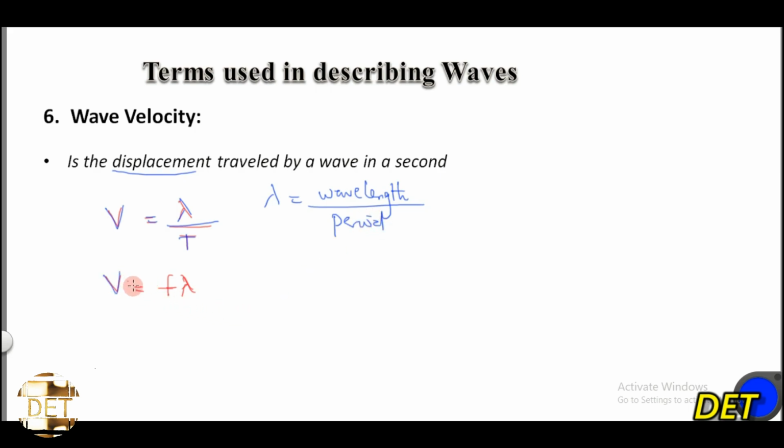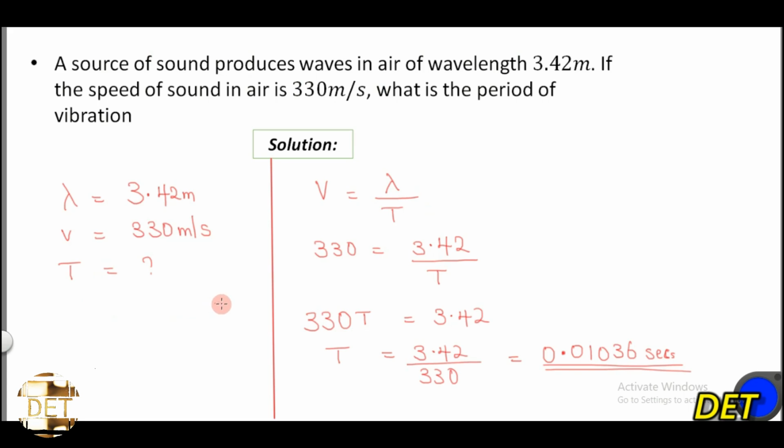Then we can also have v, which is velocity, is equal to f lambda, right? Where f is the frequency of the wave, and lambda is the wavelength. So these two formulas, you must take note of. That is very, very important. V is equal to lambda all over T, or V is equal to f lambda, right? So let's look at this question.